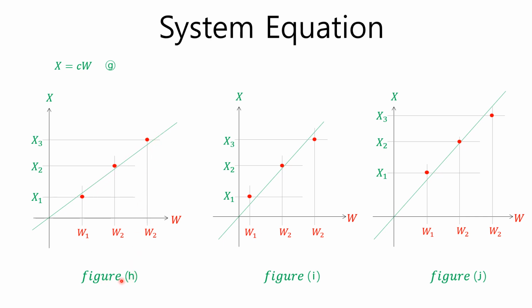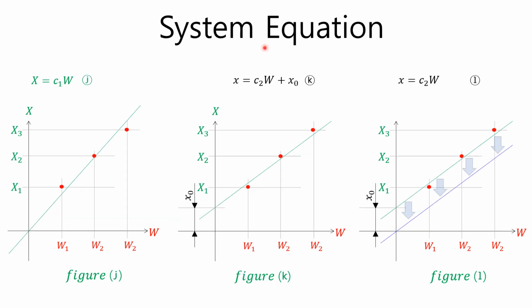However, when the error in weight measurement becomes relatively large, as shown in figure I, or the error in displacement measurement becomes relatively large, as shown in figure J, an error occurs in which the straight line obtained by the least squares regression moves away from the measurement point compared to figure H. This is because equation g passing through the origin was used as a system equation. In this case, the slope of the system equation obtained by the least squares regression contains a significant error. Let's find out how to improve this.